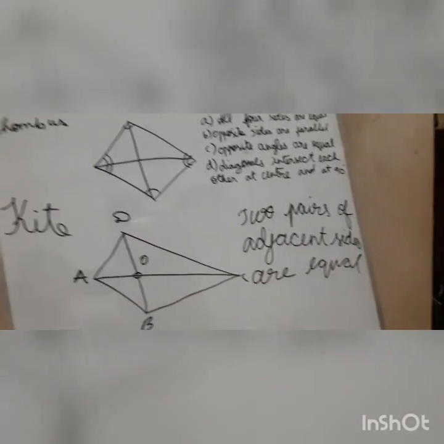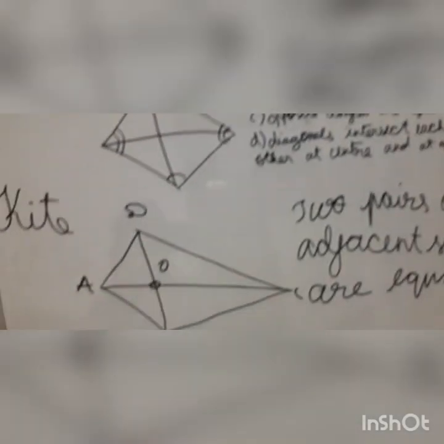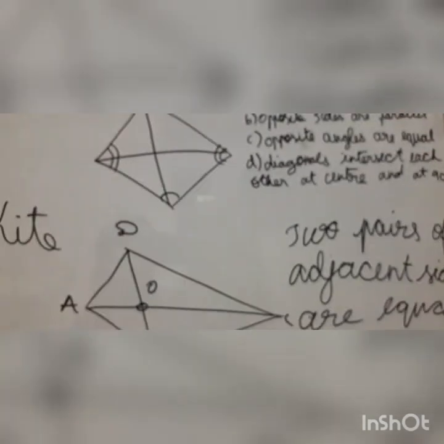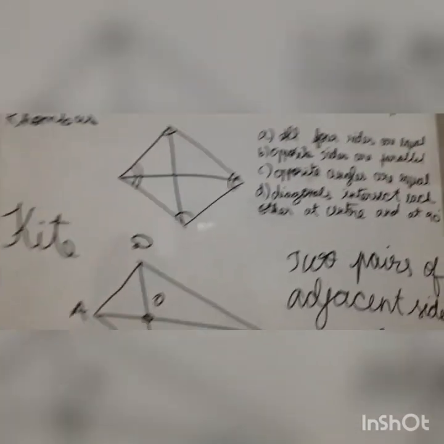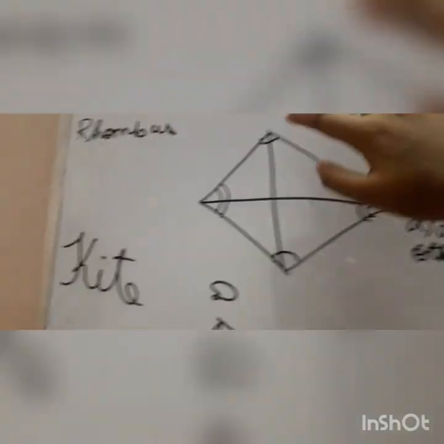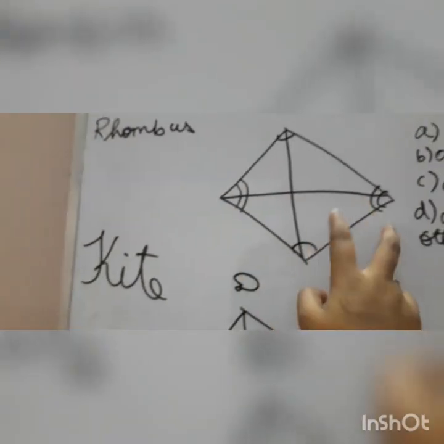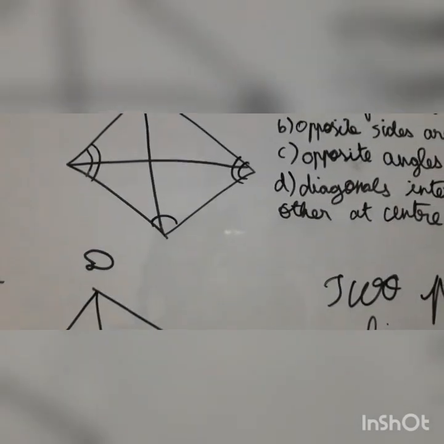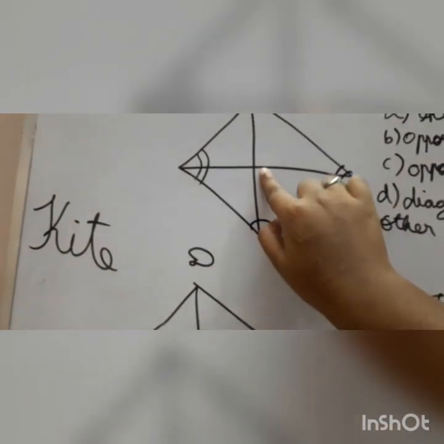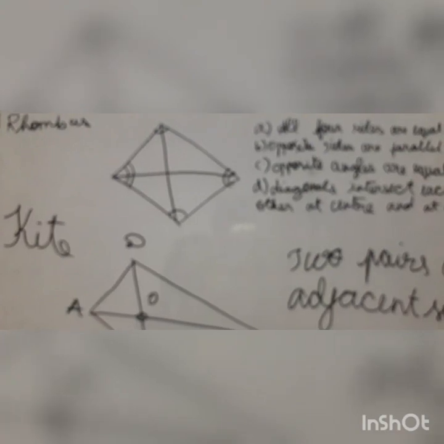Next one is rhombus. Okay, in a rhombus all four sides are equal, opposite sides are parallel and opposite angles are equal. So here you have to notice that opposite angles are equal. So these two angles are equal and these two angles are equal. Then next, diagonals intersect each other at the center and at 90 degrees, which means a right angle.